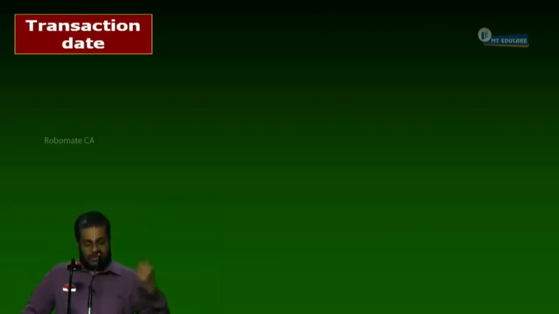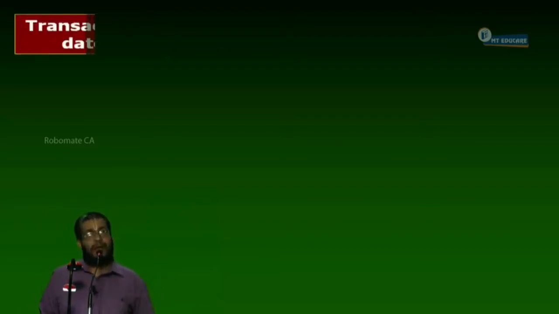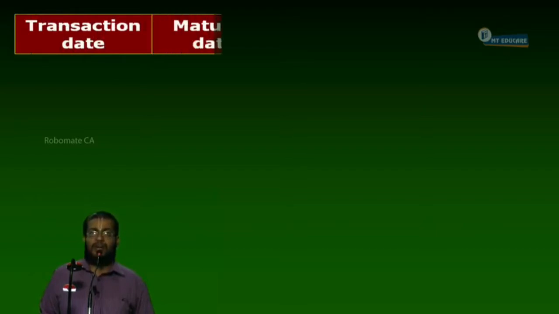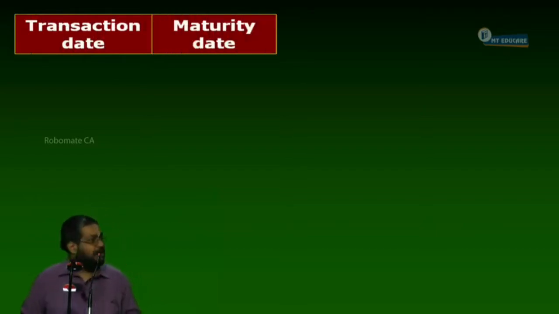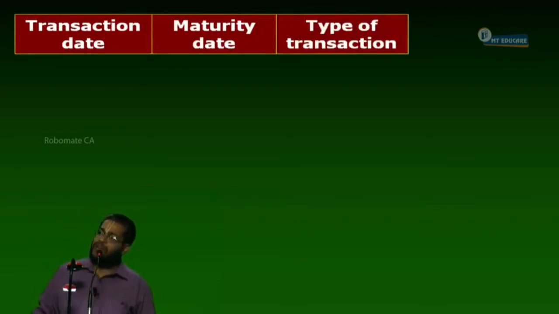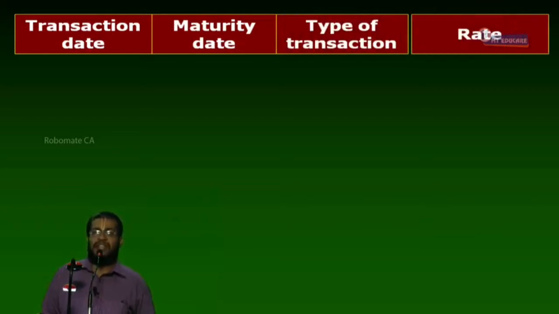Okay. Question number 30. Let's do it together. The columns are going to be ditto the same. What is the first column? Transaction date. Second column, maturity date. Third column, type of transaction. Last column is rate. Transaction date, maturity date, type of transaction, rate.